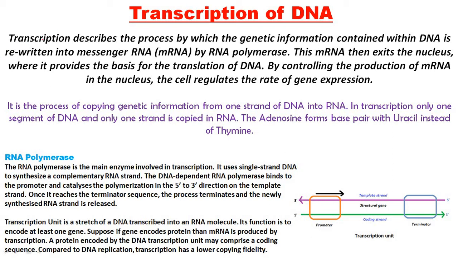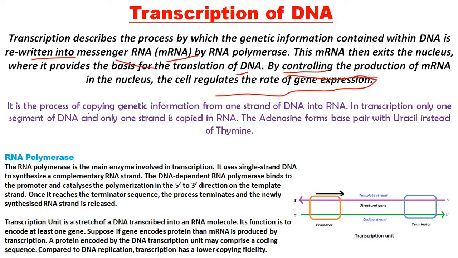Before that, please refer to this description also. Transcription describes the process by means of which the genetic information contained within the DNA is rewritten into messenger RNA, mRNA, by the RNA polymerase. This mRNA then exits the nucleus, where it provides the basis for the translation. By controlling the production of mRNA in the nucleus, the cell regulates the rate of gene expression, which is a very important part of molecular biology.